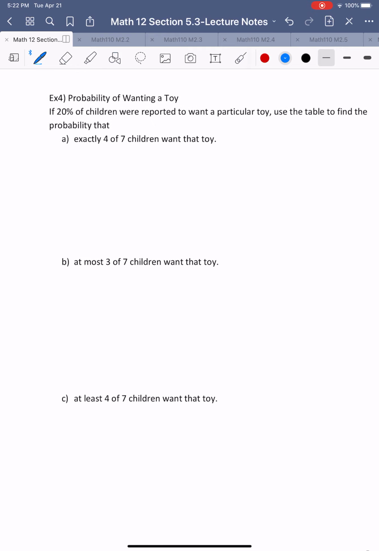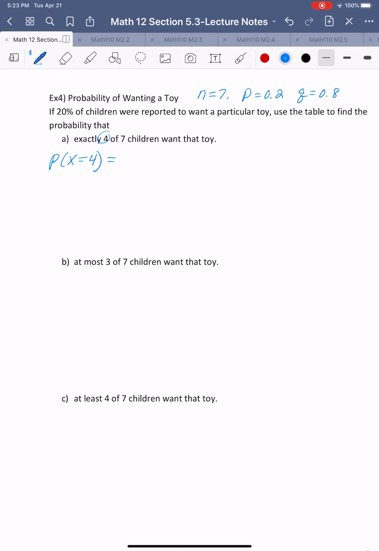All right, example 4. The probability of wanting a toy. So if 20% of the children were reported to want a particular toy, use the table to find the probability that exactly 4 of the 7 children want a toy. So in here, I can say n equal to 7, and then x is 4 for this case. And then p is 0.2, and q is p subtracted from 1, which is 0.8. So exactly 4, so P of x equal to 4.